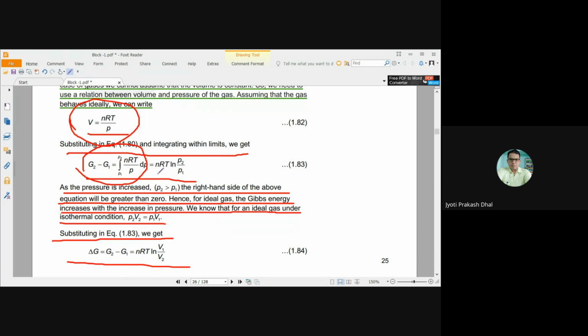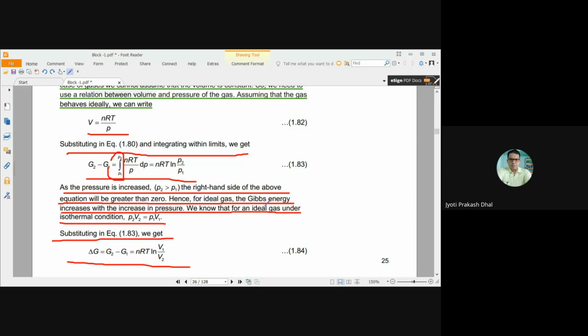Now nRT is constant, and that can be taken outside of this integral. So the RHS of this equation is the integration of dP by P from P1 to P2, and the integration of 1 by x dx is ln x, and similarly the integration of 1 by P dP is ln P, with limits P1 to P2. So we can write nRT ln P2 by P1. As the pressure is increased, P2 is greater than P1, and the RHS of this equation will be greater than 0.